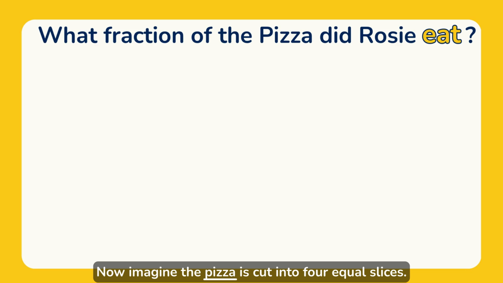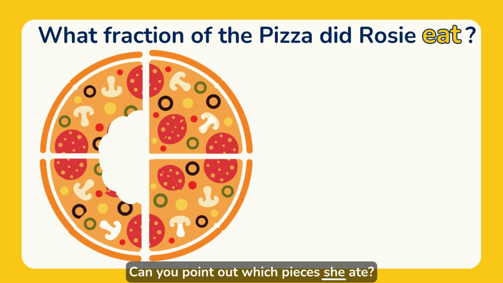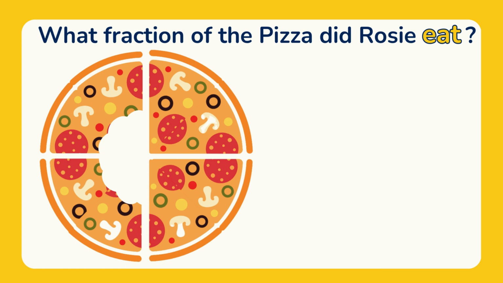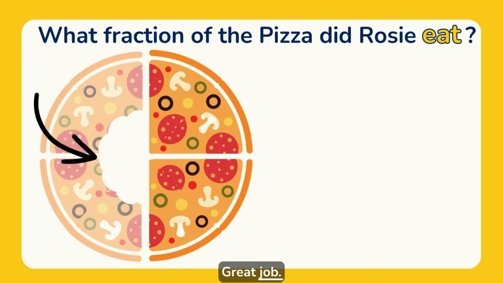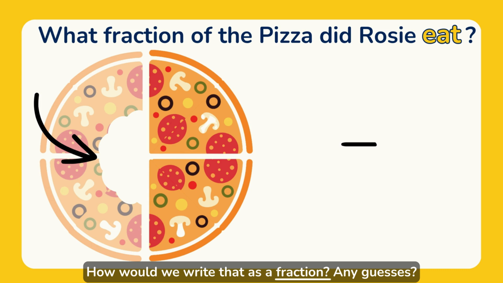Now imagine the pizza is cut into 4 equal slices. Rosie still eats half of it, just like before. Can you point out which pieces she ate? Great job. Now, think about it. What fraction of the pizza did she eat this time? How would we write that as a fraction? Any guesses?